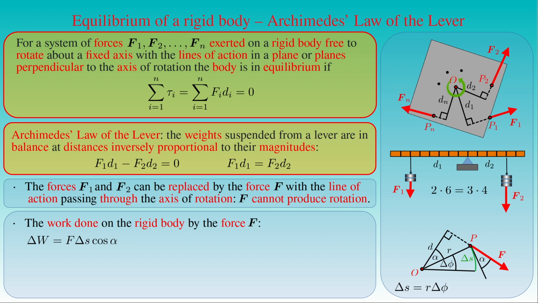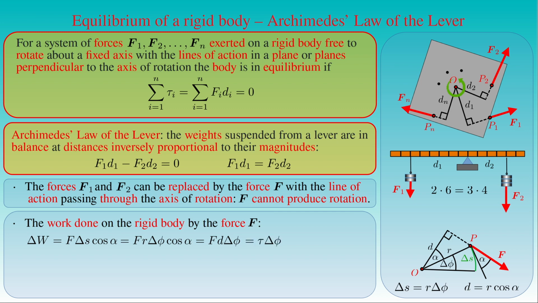This expression can be written as F times R times delta phi times cosine alpha, where R times cosine alpha is equal to the distance d between the point O and the line of action of the force F. Then the right-hand side gives the magnitude of the force F times the distance d times the angle delta phi. Since the distance d is the lever arm of the force F about the axis passing through the point O, F times d is equal to the torque tau of the force F about this axis. As a result, the work delta W done on the body by the force F can be written as the product of the torque tau and the angle delta phi.